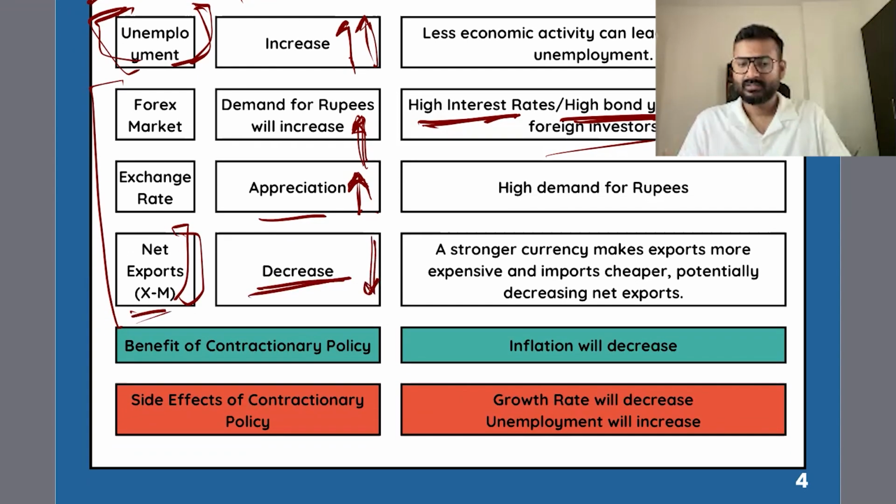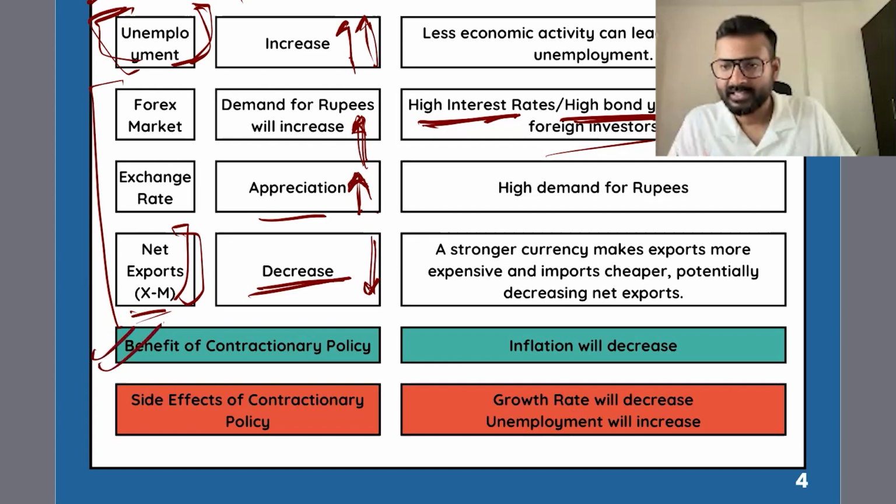Okay, so what is the benefit of contractionary policies? The benefit is that your inflation has decreased.